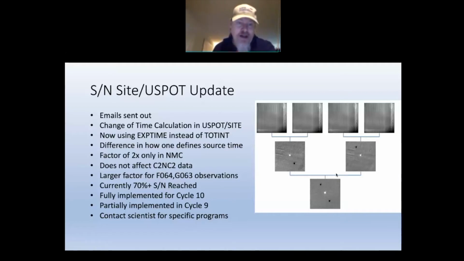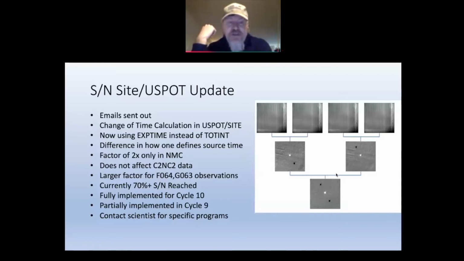So now this factor of 2, which only affects NMC data, it doesn't affect C2 and C2. But essentially, it's taking you twice as long now if you put in the same times from before in site and U-spot to do the same observation to get the same signal noise. Now, we are in the background limited regime, so even if you got half the data, you're getting 70% plus signal noise from previous observations. Possibly more, because we always tend to observe slightly more than the time you requested, just to make sure.